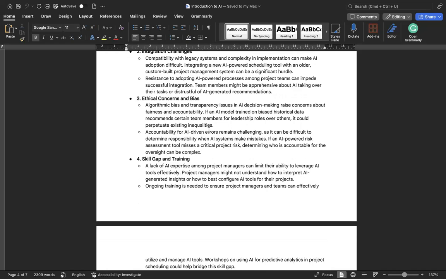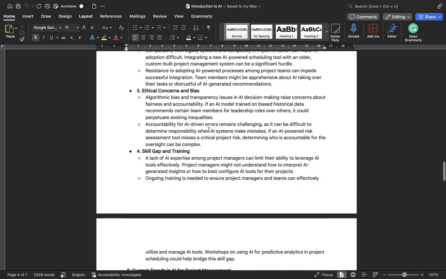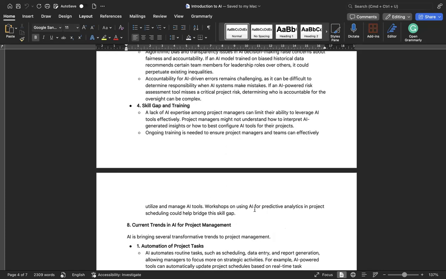What do we have with the skill gap and training? There is a lack of AI expertise among non-technical persons. A lack of AI expertise among project managers can limit their ability to leverage AI tools effectively. Project managers might not understand how to interpret AI-generated insights, or how to best configure AI tools for their projects as well. Ongoing training is needed to ensure project managers and teams can effectively utilize and manage these AI tools. Workshops on using AI for predictive analytics in project scheduling could help bridge this skill gap.